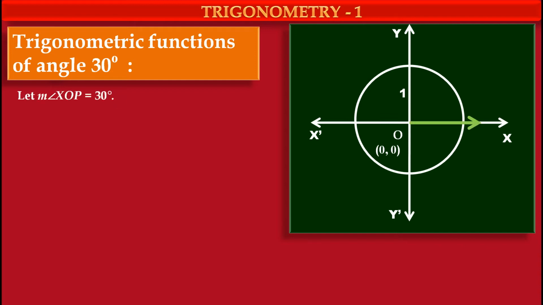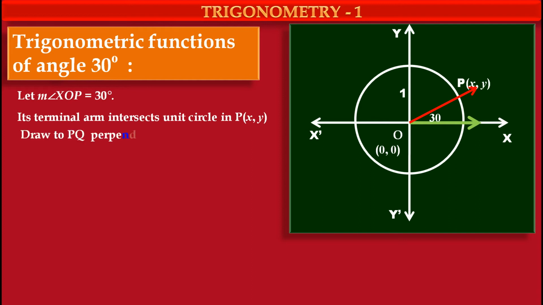Now we have to draw an angle of 30 degrees at the center, that means at the origin. So first we draw the initial arm, ray OX, on the x-axis, and the terminal arm OP, which intersects our circle at point P, having coordinates x, y. And the measure of angle XOP is equal to 30 degrees. Let's draw a perpendicular from point P to the x-axis at point Q. So PQ is a perpendicular. That's why angle OQP is 90 degrees.